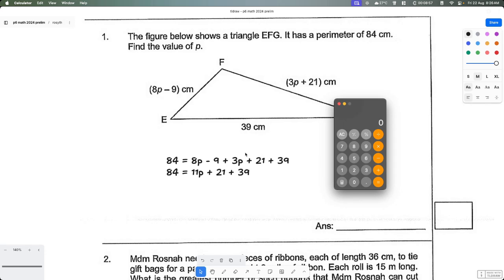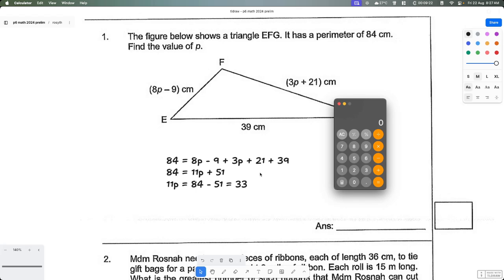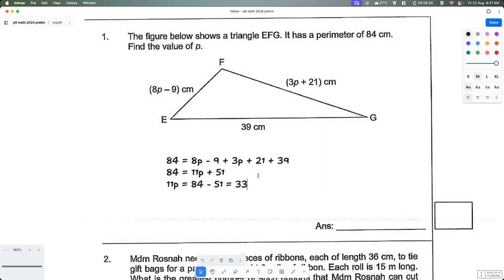Minus 9 plus 21 plus 39, and this is equal to 51. So 11p plus 51. Then from here we can say 11p is equal to 84 minus 51. This will become 33. Let's double check: 84 minus 51, it's 33. So 1p is equal to 33 divided by 11, and this will give us 3. So the answer for p is 3.